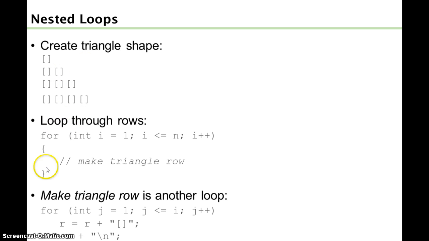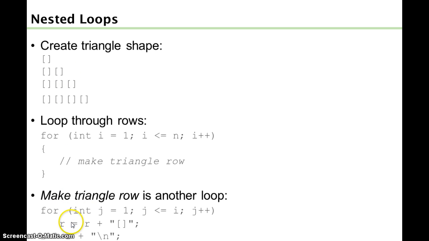So we have a loop that actually loops through the rows. So for int i equals 1, i less than or equal to n, where n is the number of rows, so it loops n times. And so this would traverse us through the different rows. So i is 1 here, i is 2, 3, and 4, like that. And then in each row, we want to place different symbols.